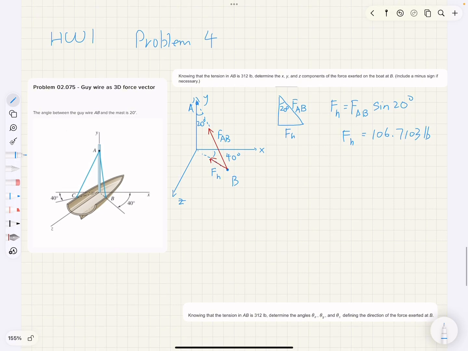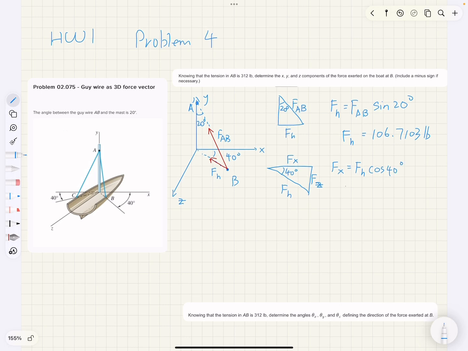After we have FH, we can then look at the XZ plane to solve for FX and FZ. So let me redraw the triangle here. As you can see, this triangle will be the triangle in the XZ plane. So we have 40 degrees. This is FH, and FX and FZ. To find Fx, we will just do FH times cosine 40 degrees.